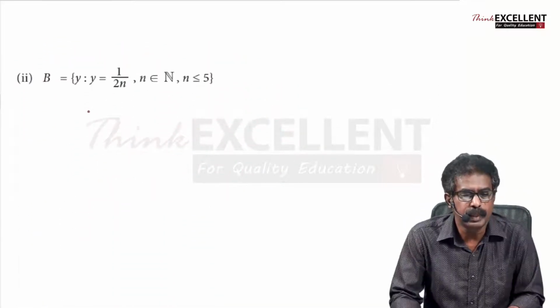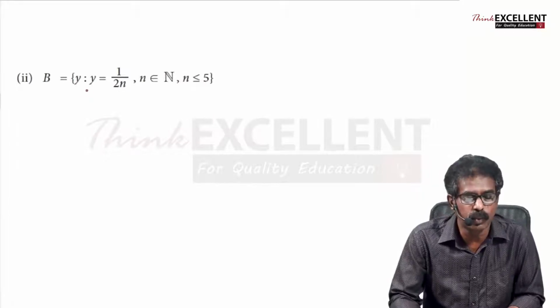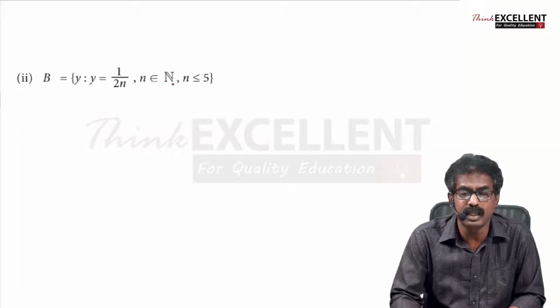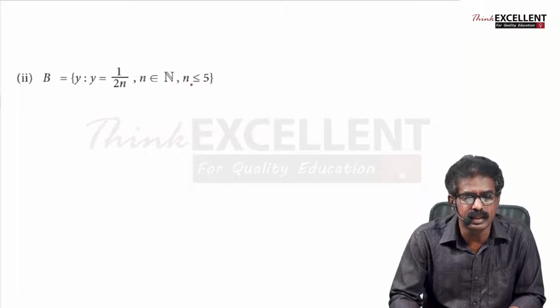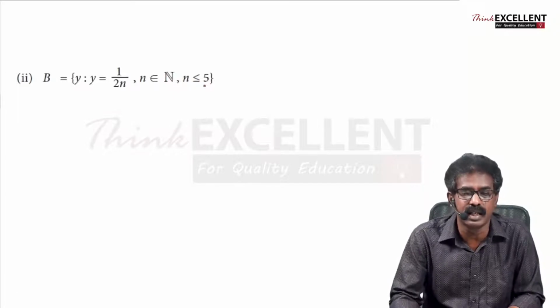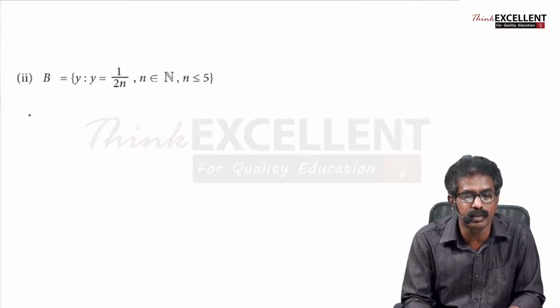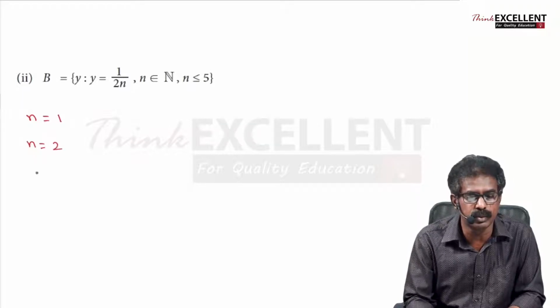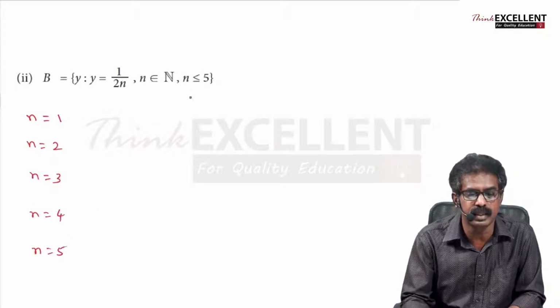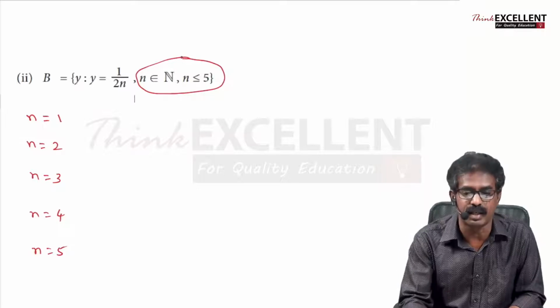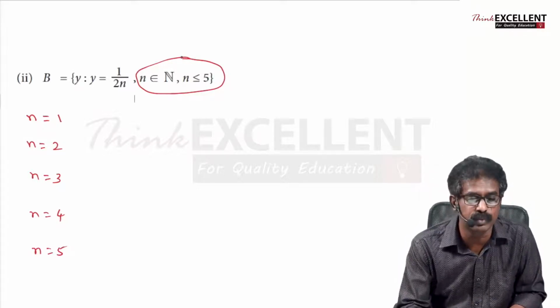See the next question. So B equal to, it is given in set builder form, right? Set of all y such that y equal to 1 by 2n, n belongs to N. N is a natural number and n less than or equal to 5. But we want y value. But let us see what are the n values. n can be 1, n equal to 2, n equal to 3, n equal to 4, and n equal to 5. Because here they said n is a natural number and n less than or equal to 5. So n can take these 5 values.